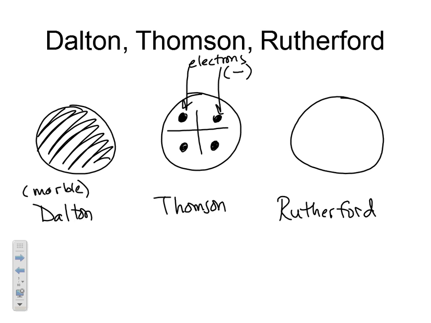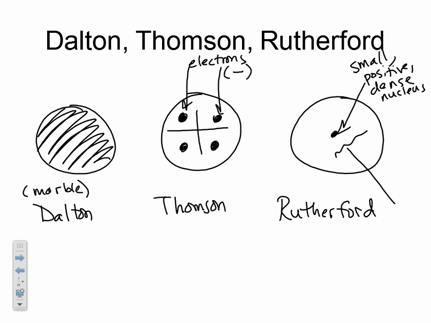That's what he came up with. So he figured out that in the center of the atom, we have a small, positive, dense nucleus. He knew it was small, he knew it was positive, he knew it was in the middle of an atom, and that everything else in the atom, right, all this other stuff here, was just empty space. Lots and lots and lots of empty space in an atom.